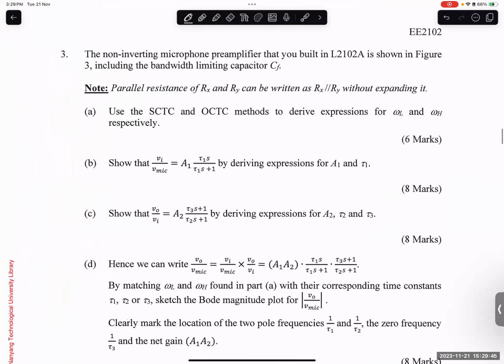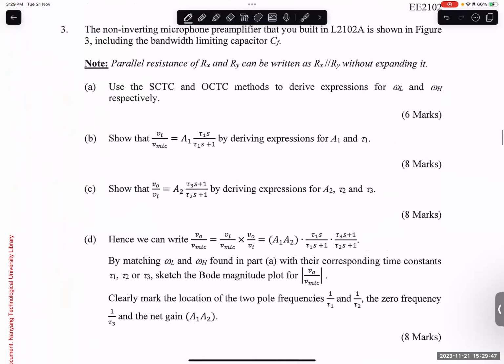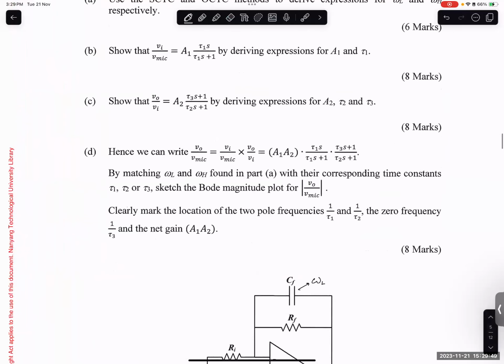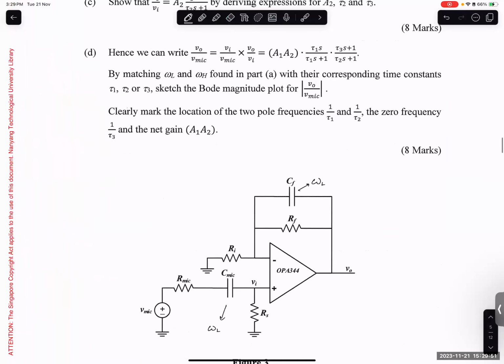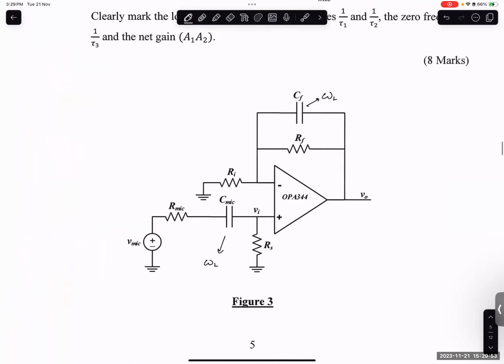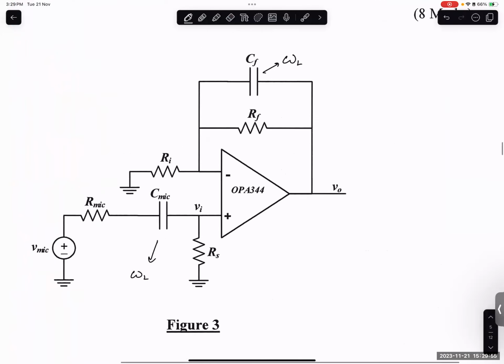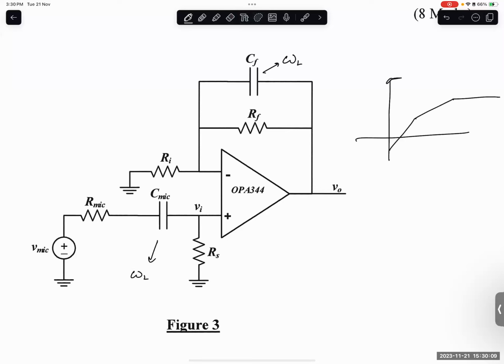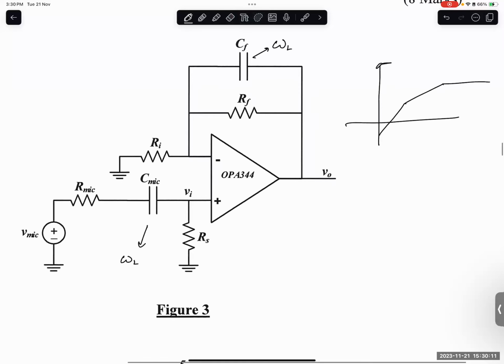So we need to derive the expression for omega L and omega H respectively. That means omega H is just 0. It's a low pass filter, right? Sorry, high pass filter. So it's actually like that.